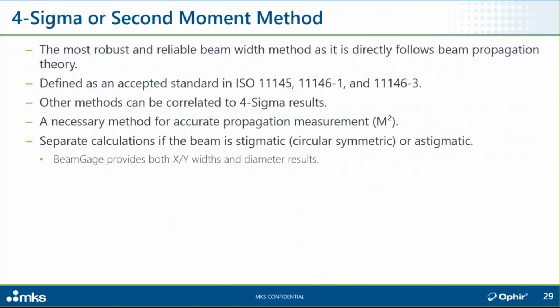The 4 sigma method is the most robust and reliable beam width method, as it directly follows beam propagation theory. It is defined as an accepted standard in ISO 11145, 11146-1, and 11146-3. Other methods may be correlated to 4 sigma methods. There are different correction factors that can be applied to several methods to obtain a 4 sigma equivalent. 4 sigma is also a necessary measurement method for accurate beam propagation measurement, M². There are separate calculations for 4 sigma for both the XY widths and the diameter results. Again, we want to determine if your beam is circular symmetric or not, and use the appropriate version of the result.